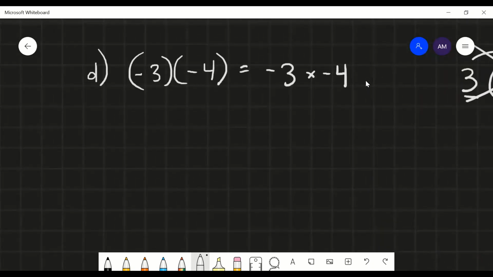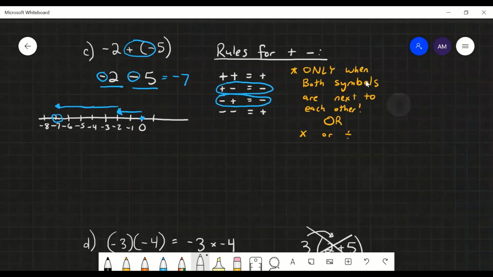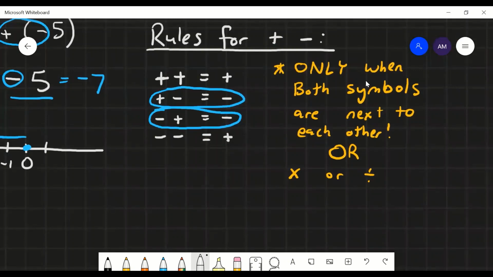So what did we say about multiplication in our set of rules? We said that if there is a multiplication of a plus and a plus, it'll make a plus and a minus will make a minus, a multiplication of a minus and a plus will make a minus, and two negatives multiplied together will make a positive.